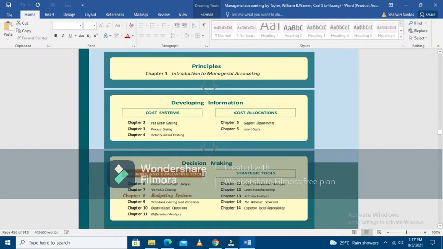Okay, so let's proceed. Let us take a look at this paradigm first as we go along with the budgeting process.